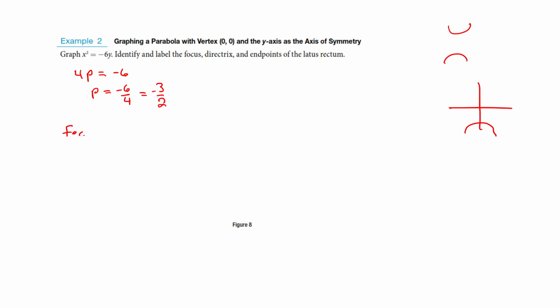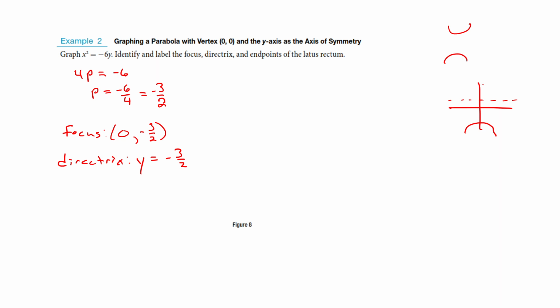Now we can find everything else we need. Okay, we're going vertically this time. So what's going to change on the focus is not going to be the x value, it's going to be the y value. So this value of p is going to take us down because we're upside down. So our focus is (0, -3/2). We're heading down this time. And it's all happening vertically. So our directrix is also happening vertically, so it must be a line up here. And that line is going to be a horizontal line. It's going to be y.